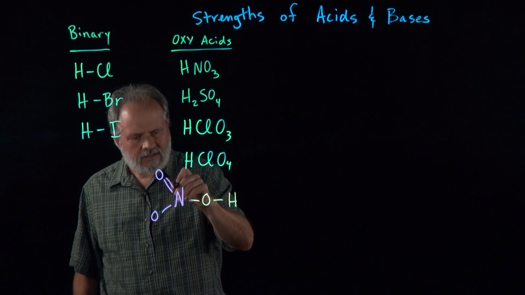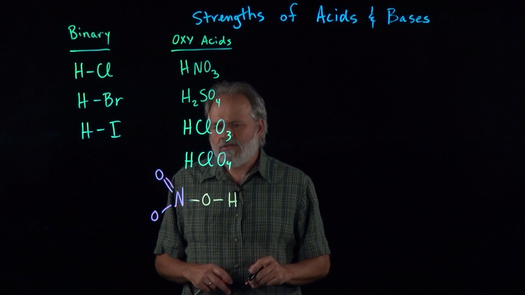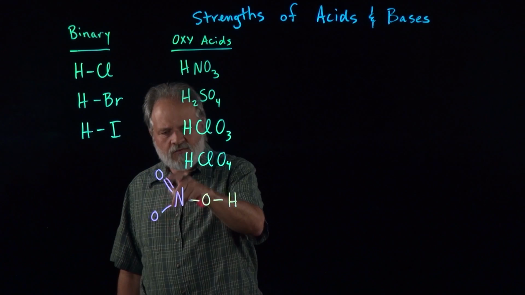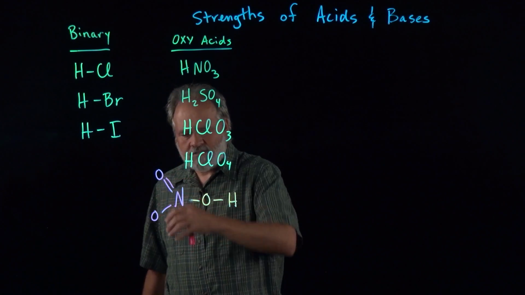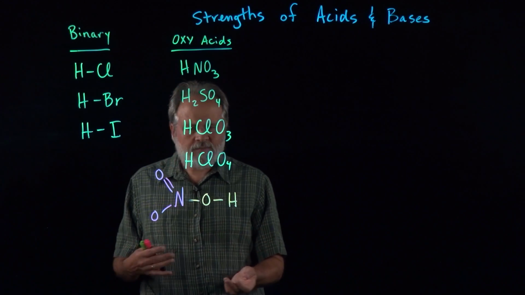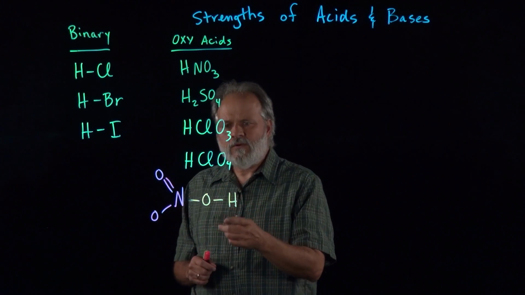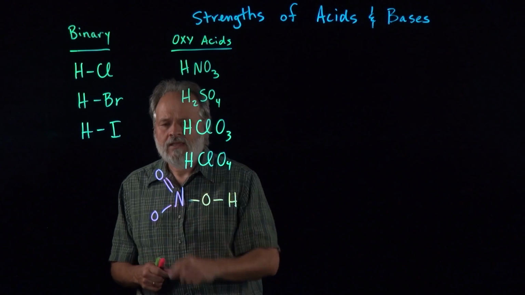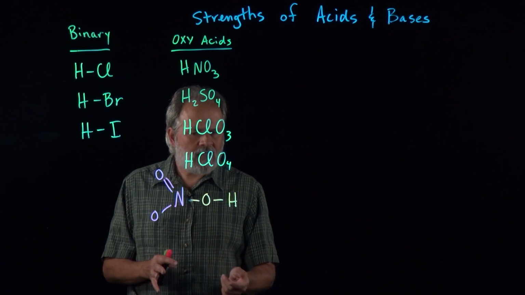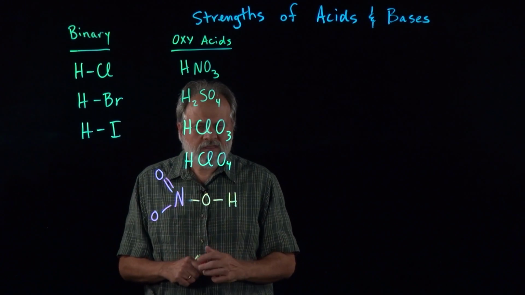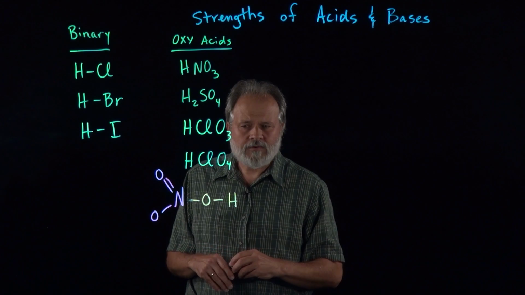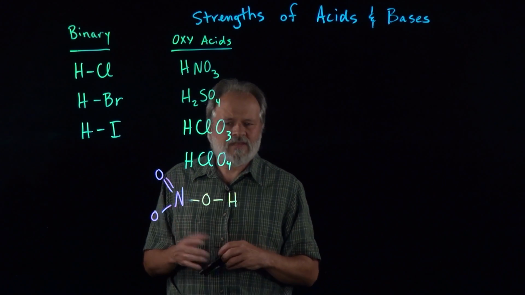When you look at the Lewis structure, of course we want to have an octet on the nitrogen, and so there are resonance forms where the double bond is here and the single bond is there. All of these you can draw something similar, HClO4, HClO3, and so on. If there are not enough oxygens pulling on the central atom, or if the central atom is not electronegative enough, then you won't have a strong acid. You'll have something that's a weak acid.